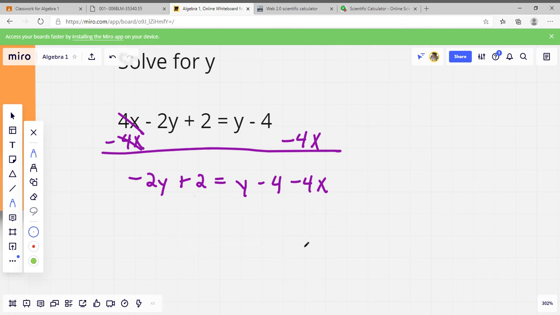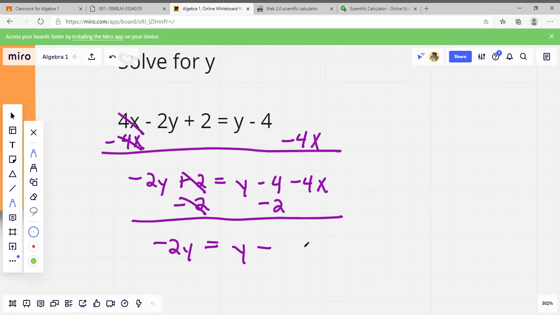Alright, now we've got to get rid of this plus 2. So we're going to do minus 2 and minus 2. We can put it with the 4 because those are like terms, so we can combine those. We're going to get negative 2y equals y minus 6 minus 4x.